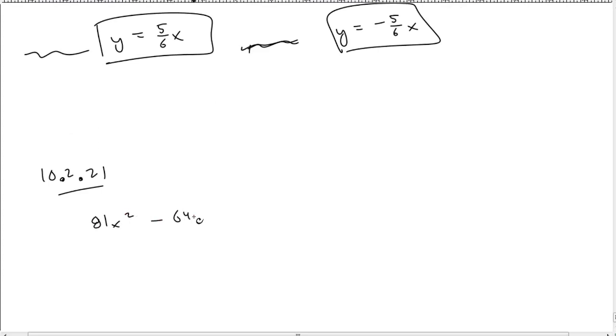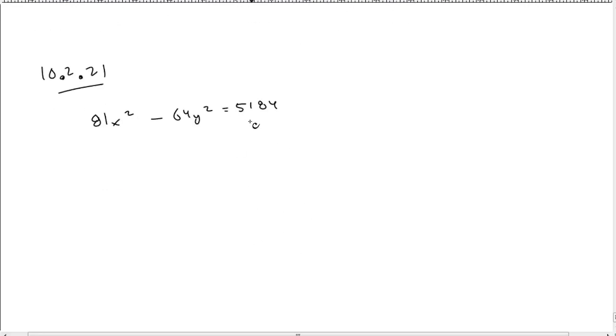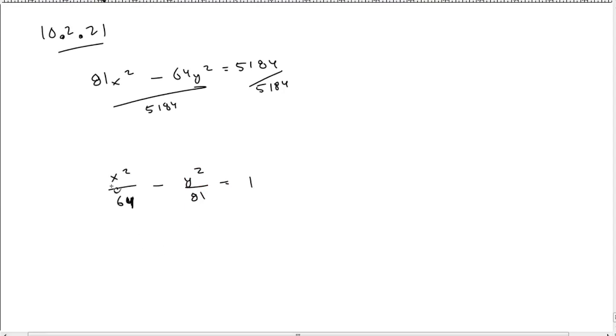81x squared minus 64y squared is equal to 5184. We saw something similar with the ellipses. I'm going to just divide this 5184 to the other side. And what you eventually end up with is a 64 over here, and you get an 81 over there. Wow, that looks like such a coincidence. It's not a coincidence. It's just almost always ending up like that. So notice that this is going to be an x major of 8, and this is going to be a y minor of 9.